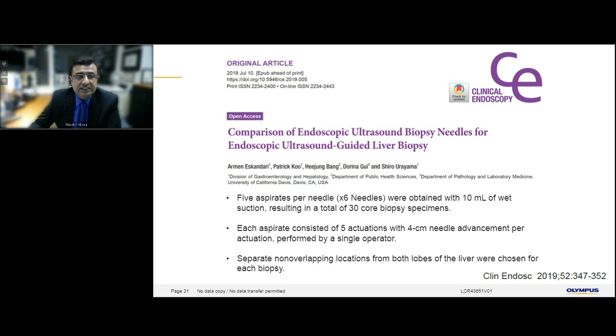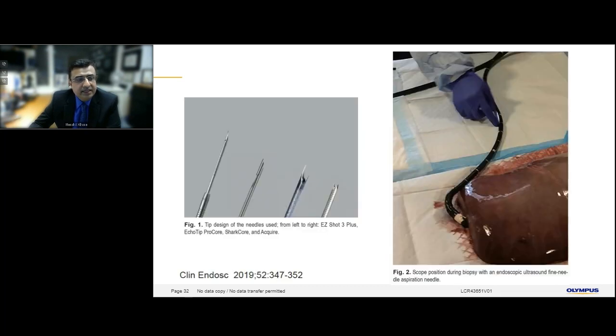Each needle, each aspirate had 5 actuations, puncturing 4 centimeters into the liver, performed by a single operator. And these were non-overlapping locations. And they compared from left to right the EZ-Shot 3+, the EcoTip ProCore, SharkCore, and the Acquire needles. And for the scope position, they tried to introduce the same twists and turns to replicate a normal anatomy.